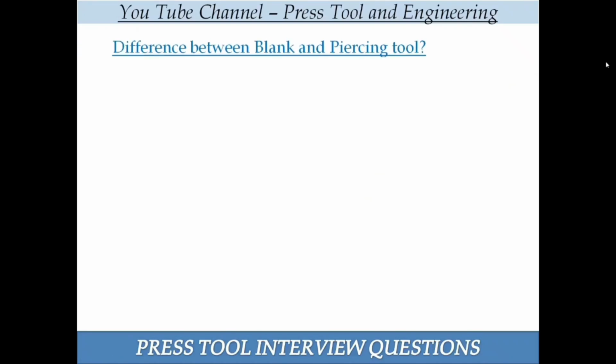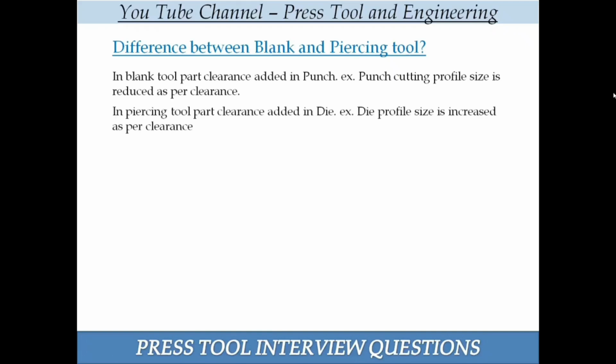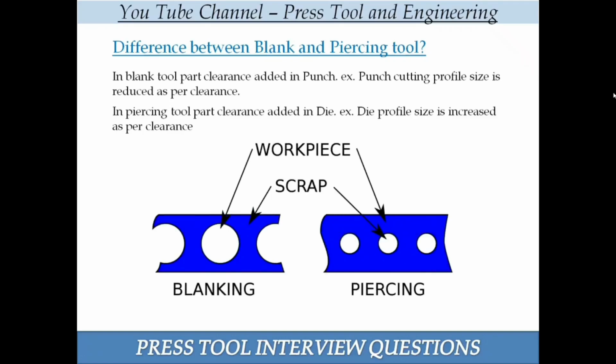Difference between blanking and piercing tool. In a blanking tool, the part clearance is added to the punch. For example, the punch cutting profile size is reduced as per clearance. In the opposite direction, for a piercing tool, the part clearance is added to the die profile size, which is increased. This figure shows the workpiece or scrap.